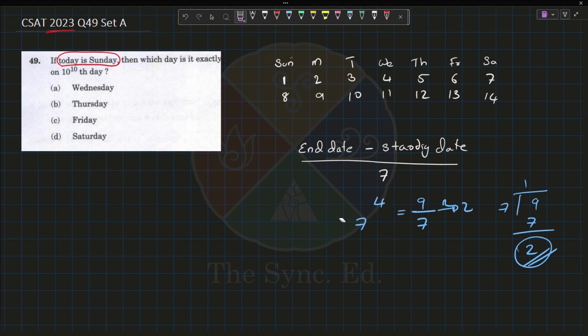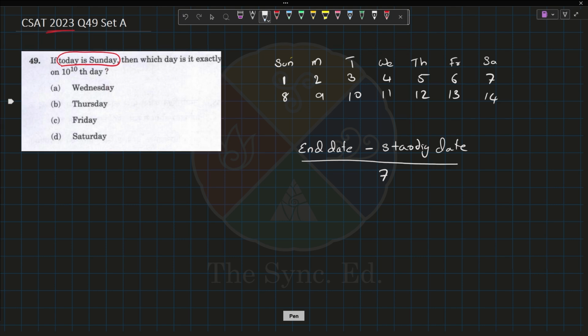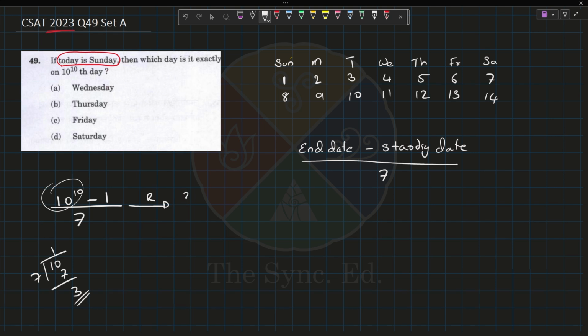Now by applying this same formula, we can find what comes on the 10 raised to 10th day. So let's start doing that. 10 raised to 10, that's the ending day, minus 1, by 7. So I'll apply the remainder theorem. According to the remainder theorem, if I do 10 divided by 7, 1 times 7 balance is 3. The remainder will become 3. So instead of 10 raised to 10, I'm going to write 3 raised to 10 minus 1 by 7.